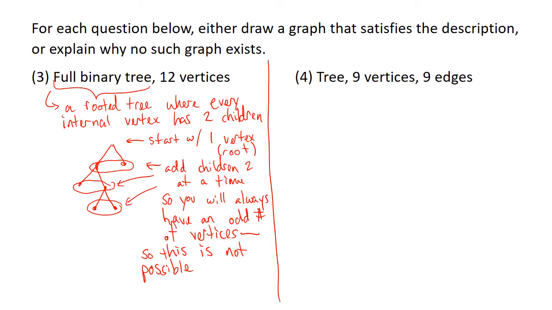Okay, so let's look at number 4, a tree with 9 vertices and 9 edges. This is also not going to be possible because a tree with n vertices has n minus 1 edges. So if it had 9 vertices, it would need to have 8 edges. So this is not possible.